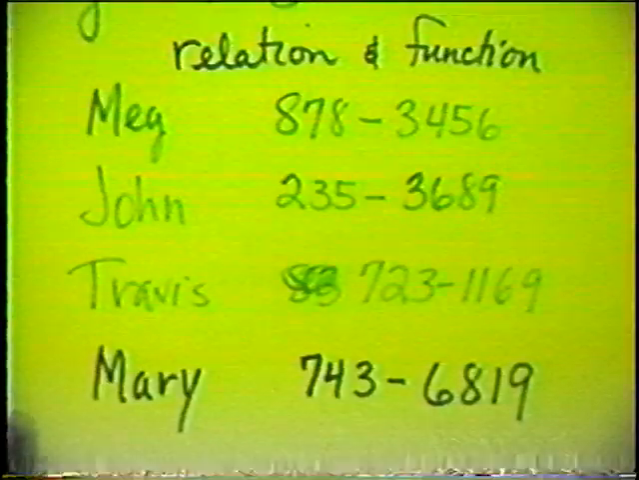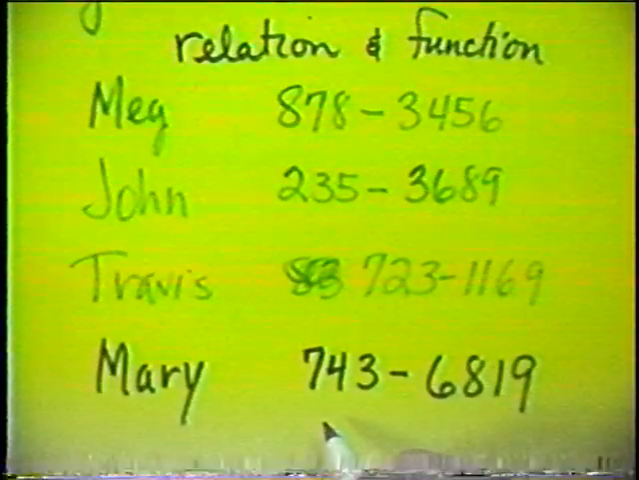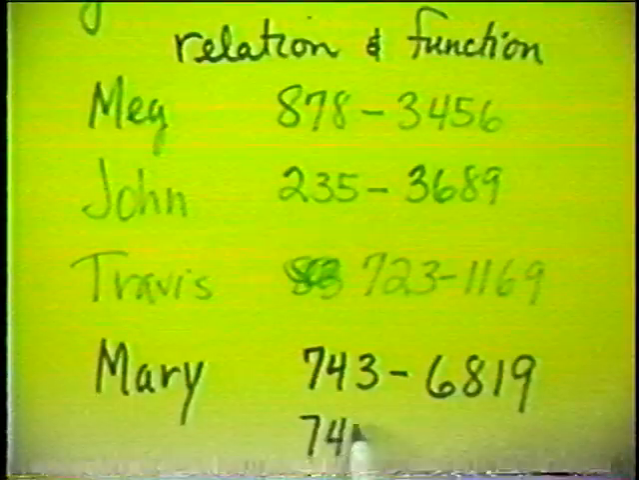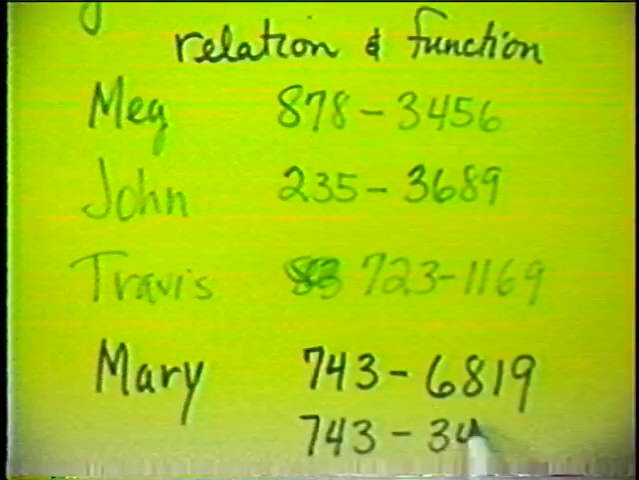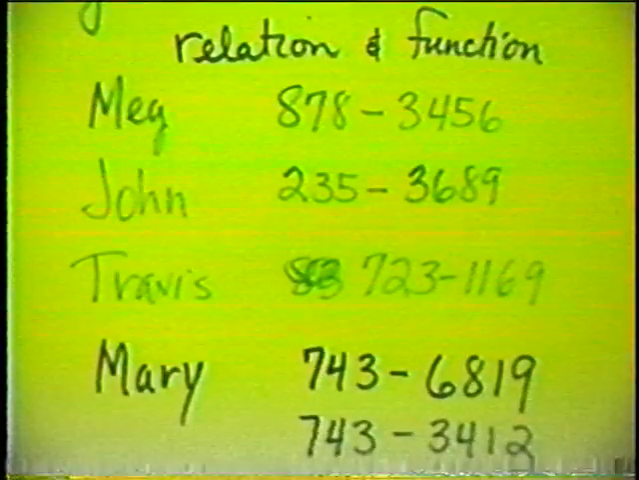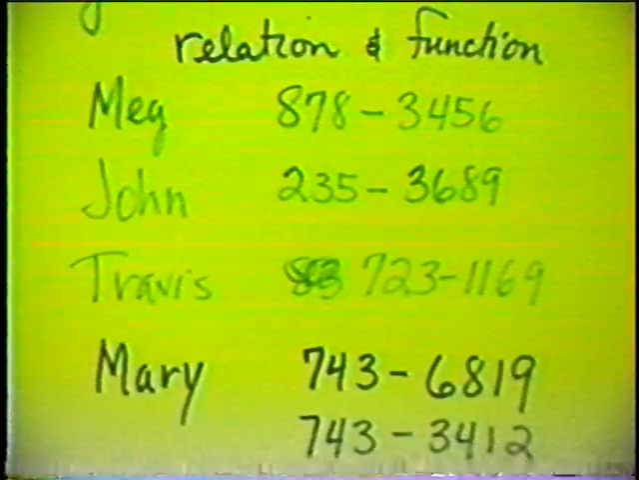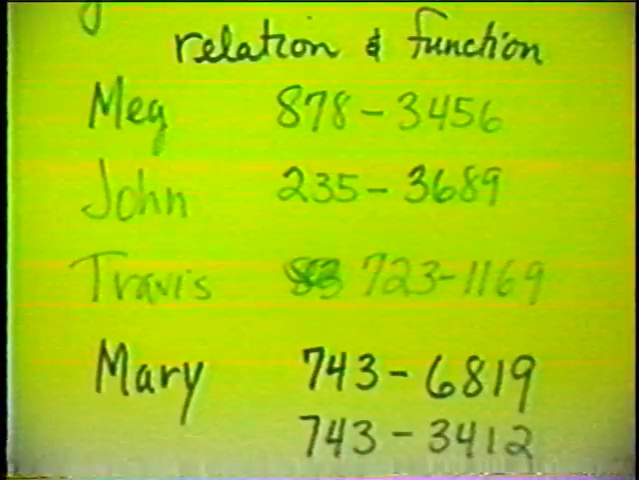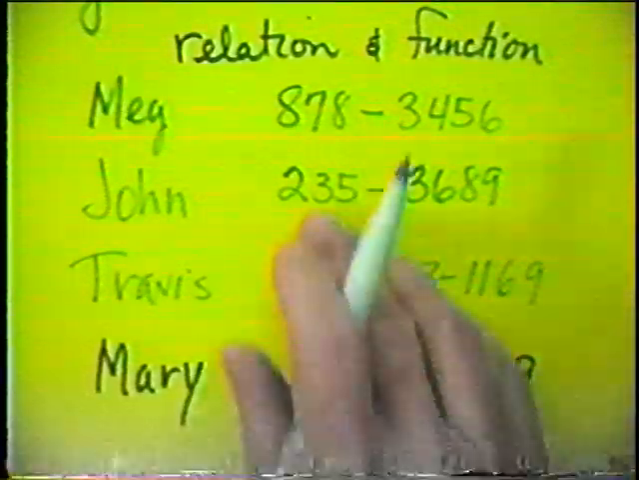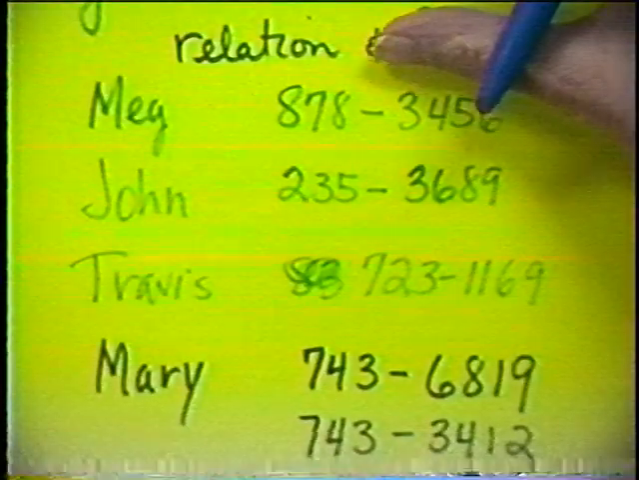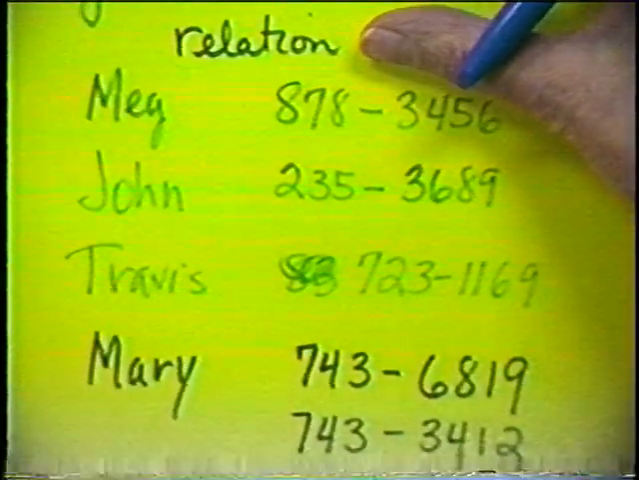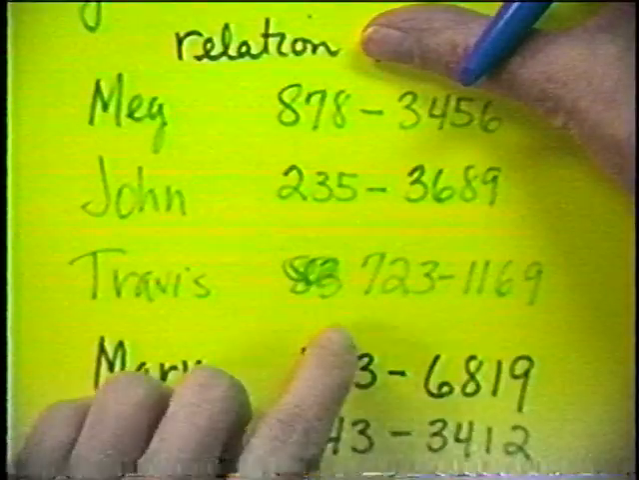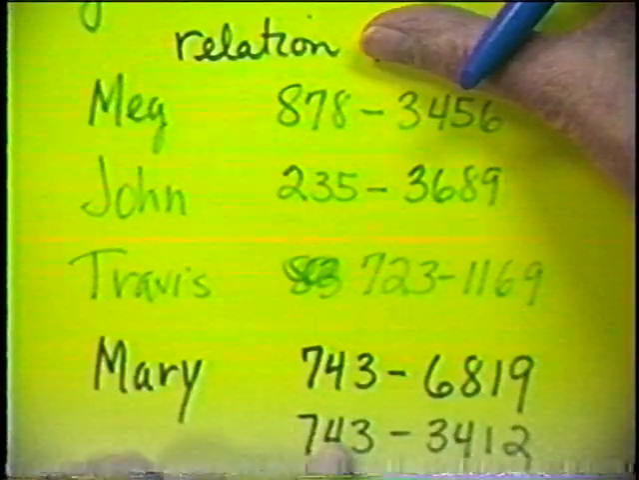Now, if all of a sudden Mary has 2 phone numbers, an office phone, or they have 2 lines coming into their house for some reason, now this is still a relation, but it's no longer a function. Because for this value, there are 2 values over here.